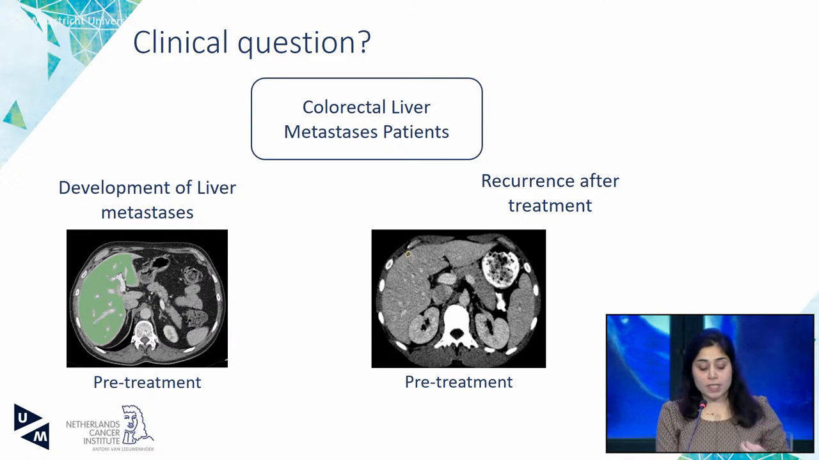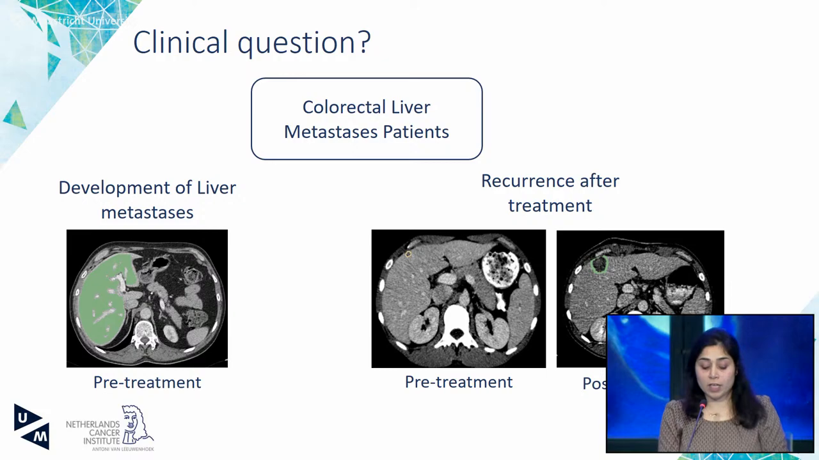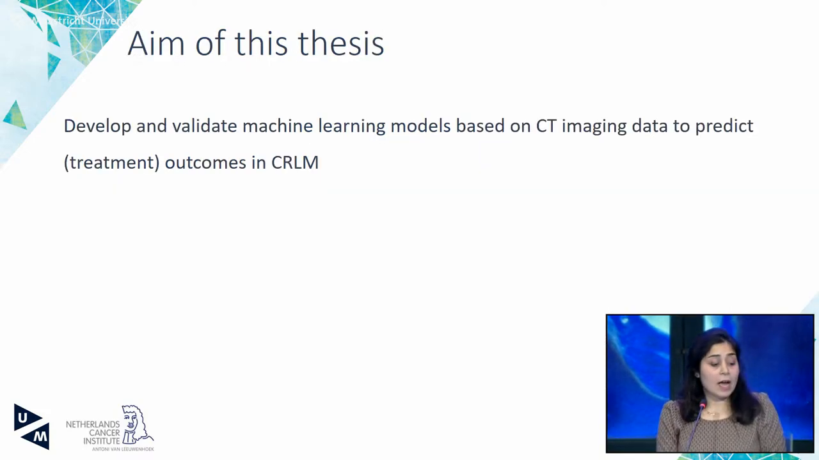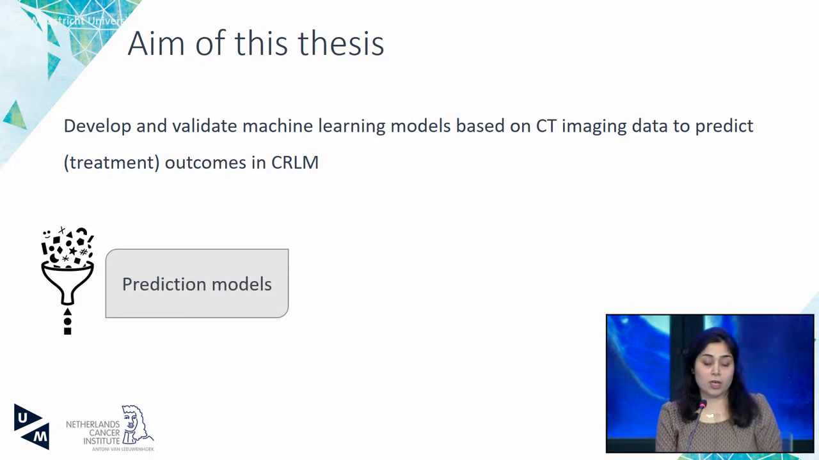So the first question is about the radiomics features from pre-treatment, and also investigating the radiomics features after treatment. And the aim for this thesis is to develop and validate a machine learning model based on CT imaging data to predict outcome for colorectal liver metastasis. So to answer our questions in all chapters, we built three prediction models.